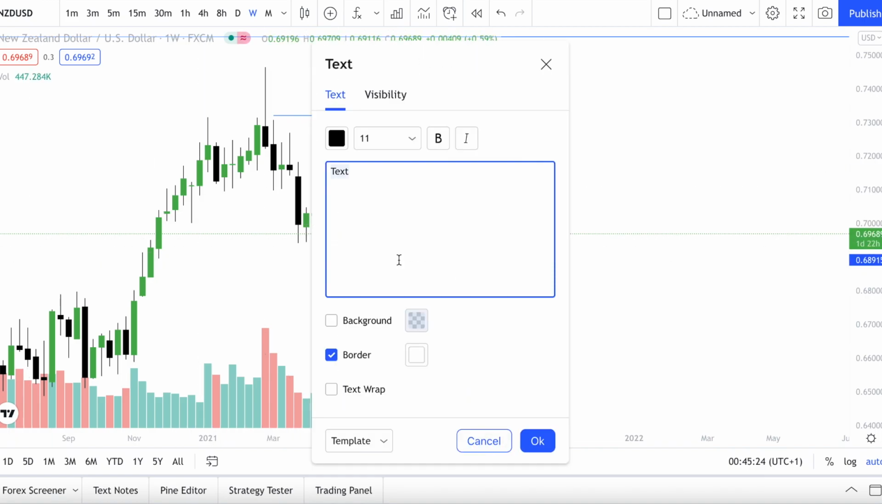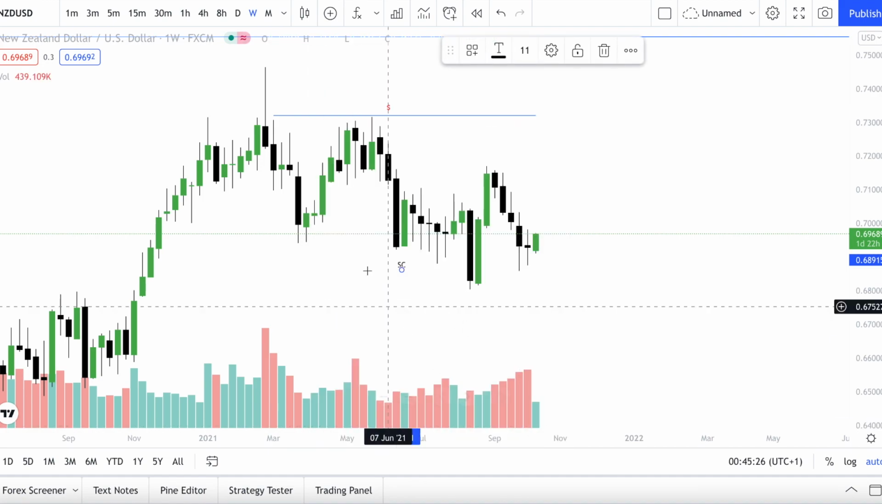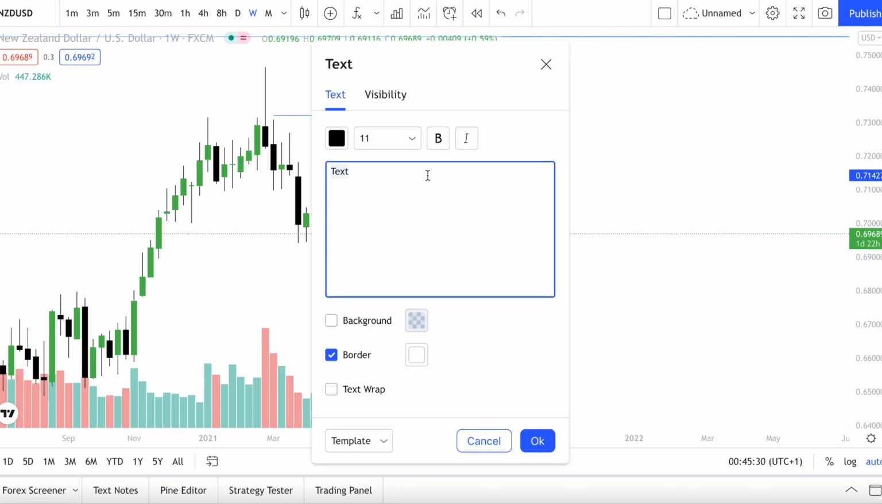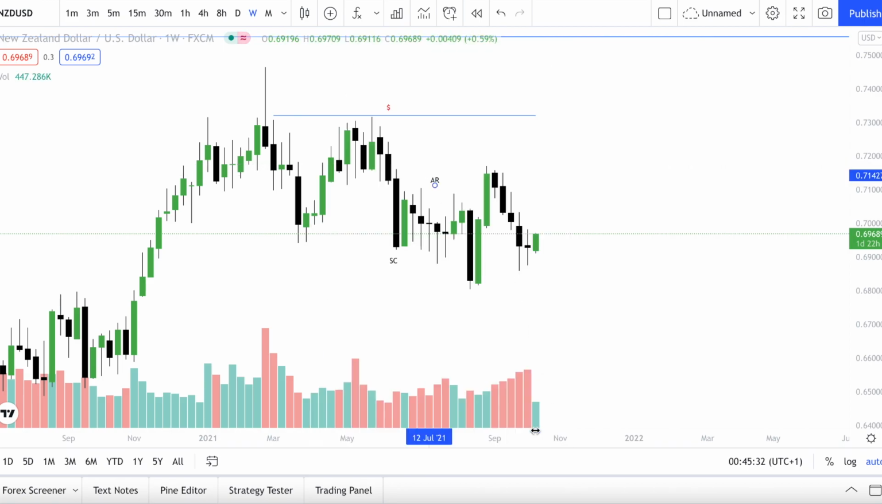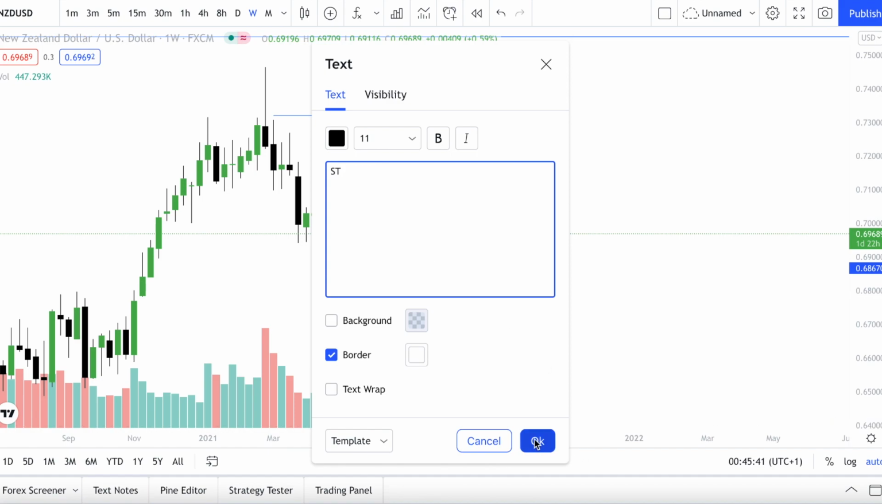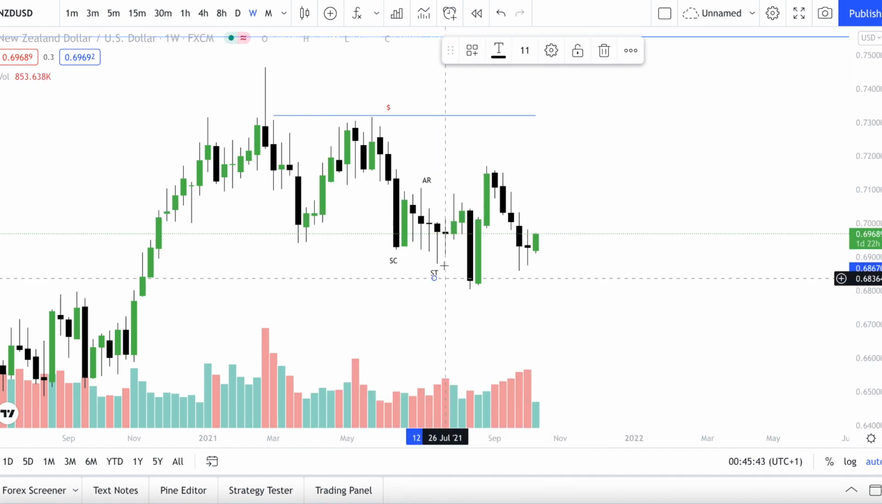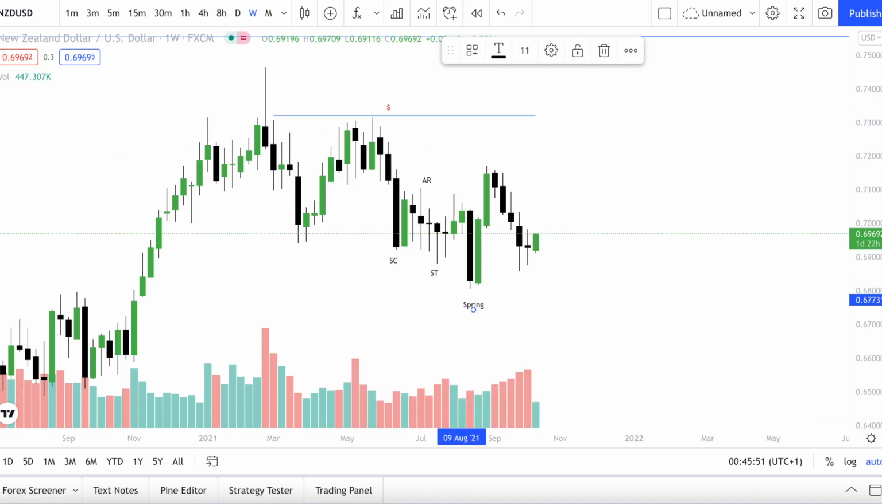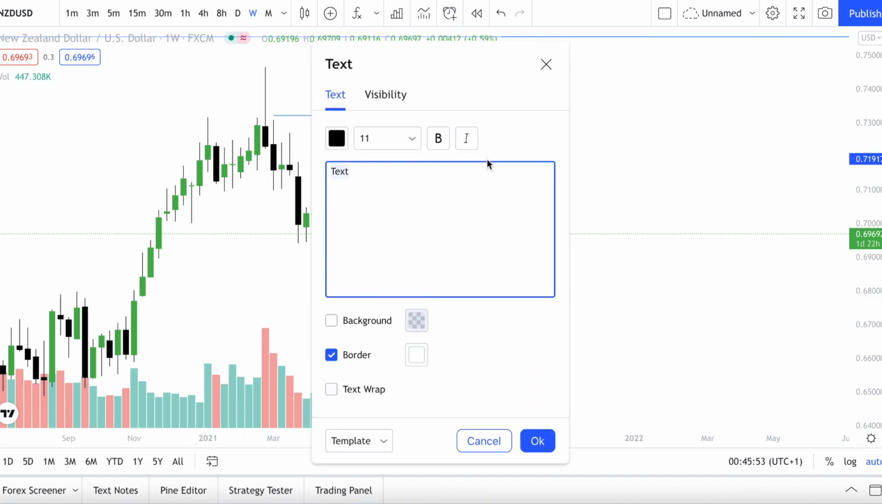So this is our selling climax. Price comes in. This is our automatic rally. Here, this is our ST, secondary test. Then price comes here, makes our spring. After the spring is formed, we see a sign of strength.